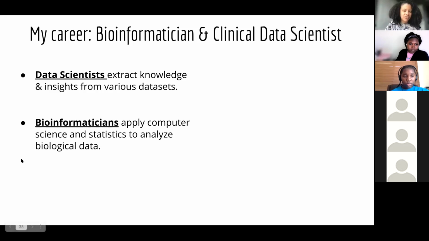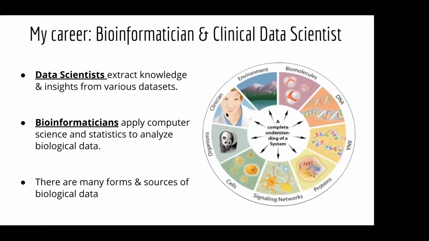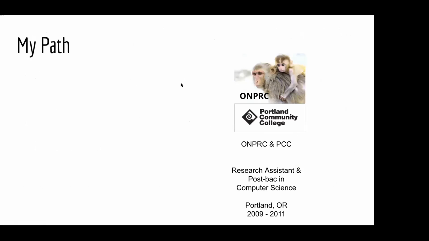And we use a lot of computer science and statistics to understand things about biology that are really complicated. And so computers can help us. And we get data from all sorts of places, whether it be the environment, from clinical settings, from individual cells, from lab experiments, from DNA sequencing, all sorts of places.